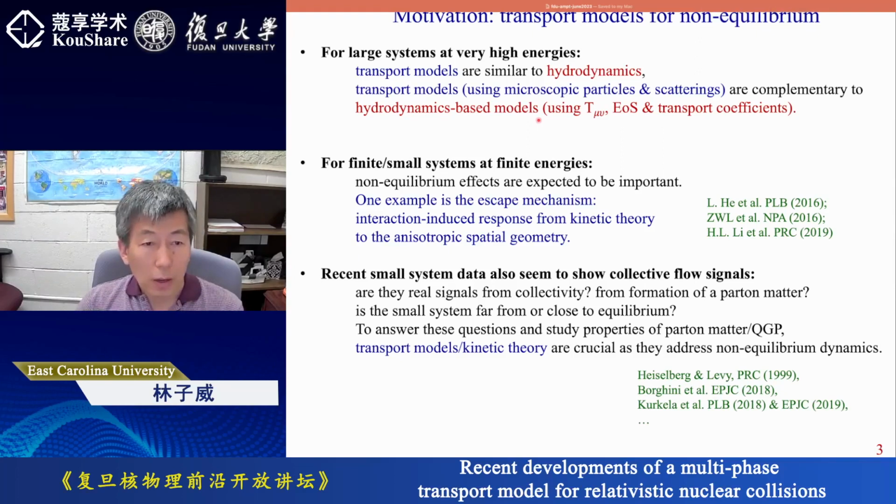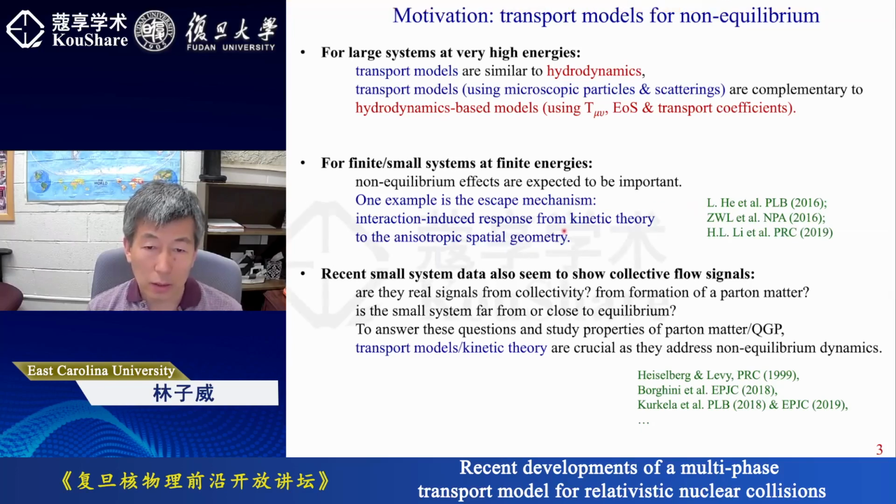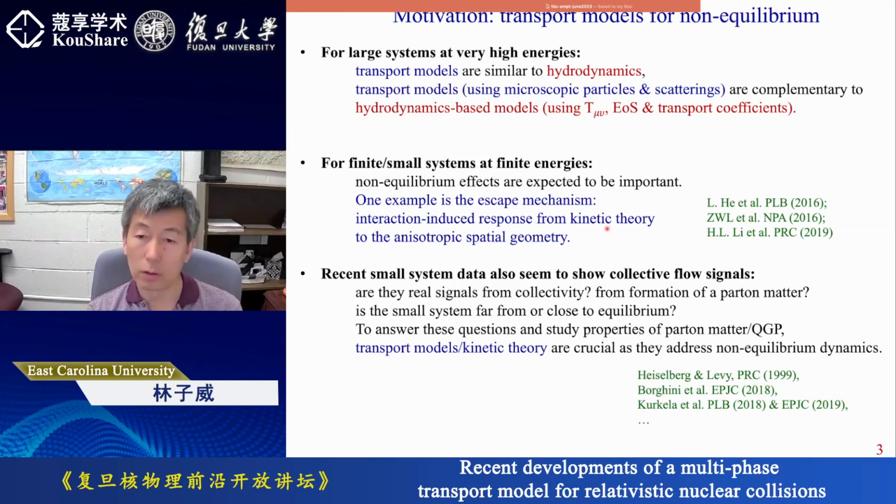So they use different languages and they have easy access to different physical quantities. For finite systems or small systems at finite energies, however, non-equilibrium effects may be important, and it's natural to expect them to be important. One example is the so-called escape mechanism, which was discovered a few years ago. It's basically a mechanism to generate anisotropic flow in the momentum space by the kinetic theory response to the anisotropic shape in the overlap region. And this escape mechanism is different from the generation of flow from collective motion, which people typically think about. And that's a non-equilibrium effect.